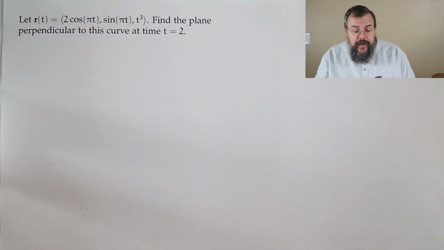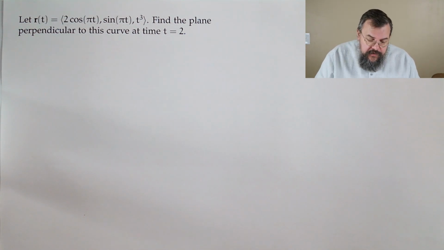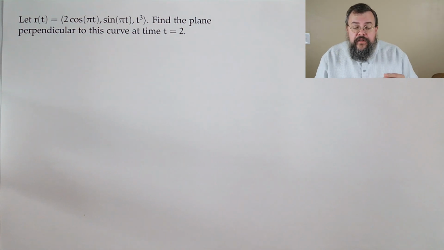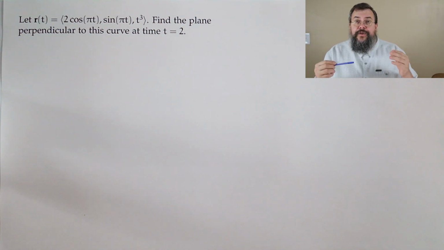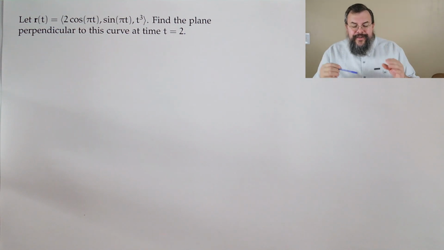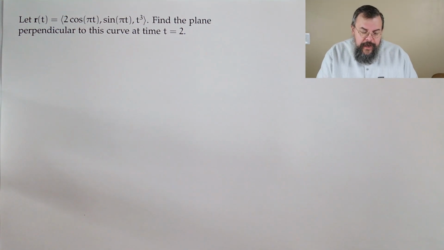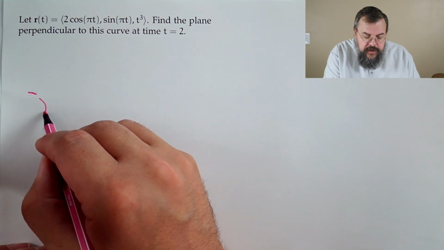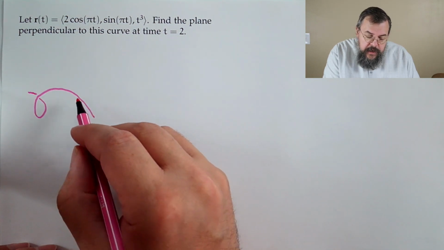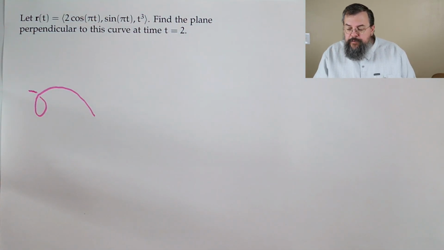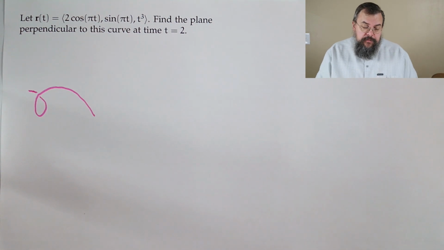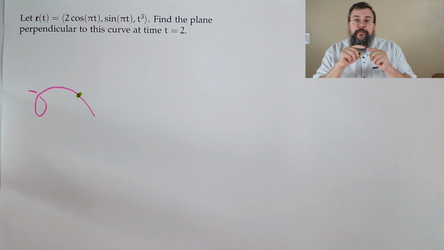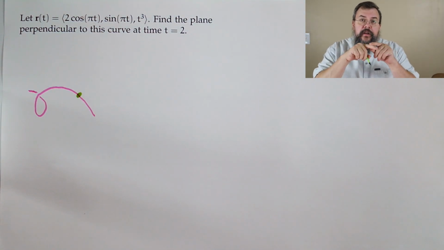So, let r of t be the vector valued function there. Find the plane perpendicular to this curve at time t equals 2. Okay, what's going on here? Well, we have some curve going through space. It's doing something. And then we're saying, look, at a particular time, at time t equals 2, the curve is at some point.